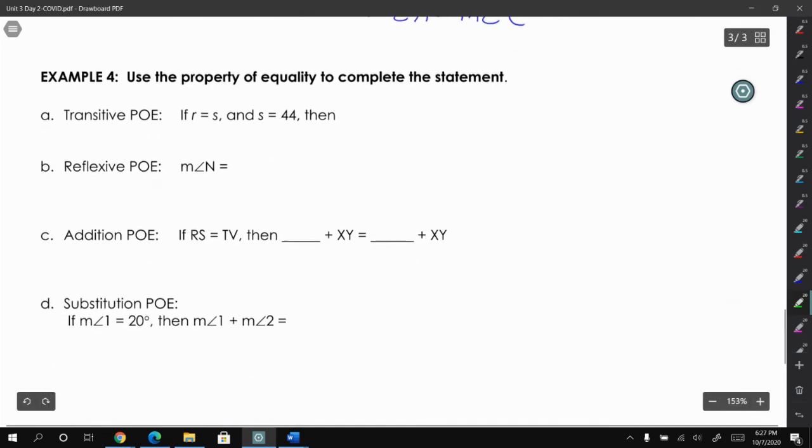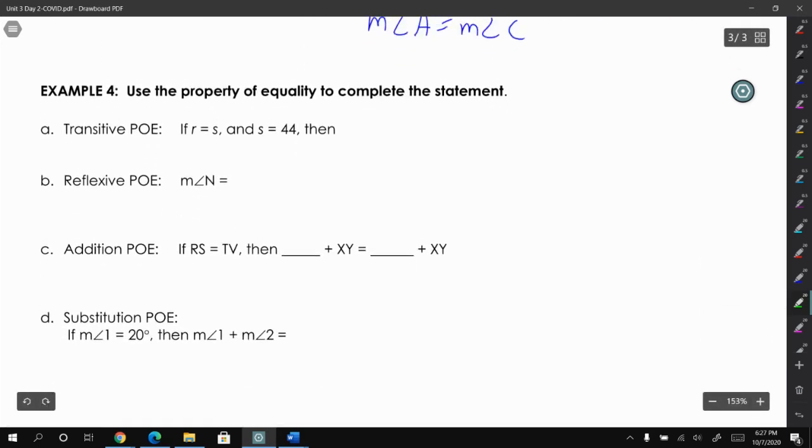In example 4, we're going to use these properties. So if R is equal to S and S is equal to 44, then R is also equal to 44. The middleman here is S. The reflexive property just says that something's equal to itself. So the measure of angle N is equal to the measure of angle N.